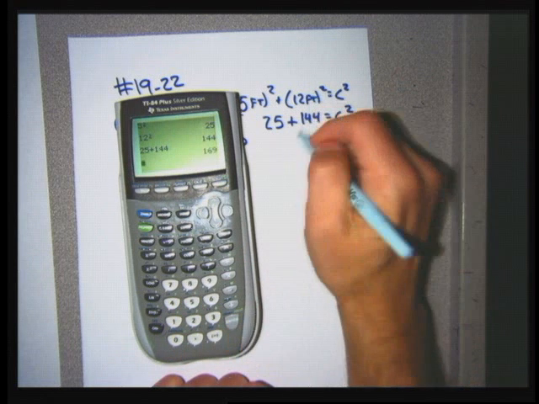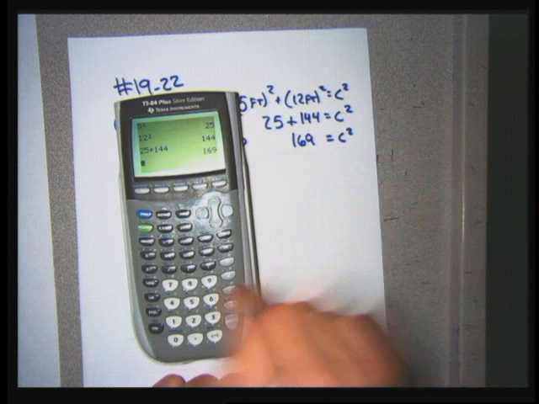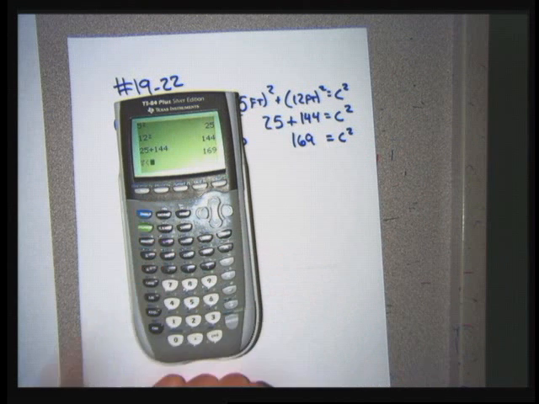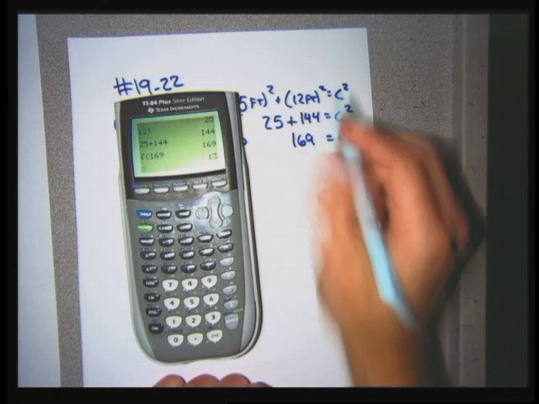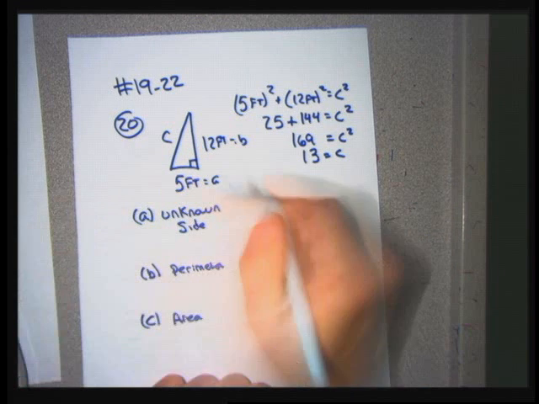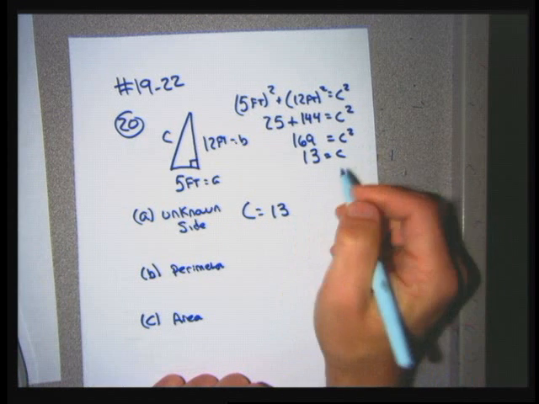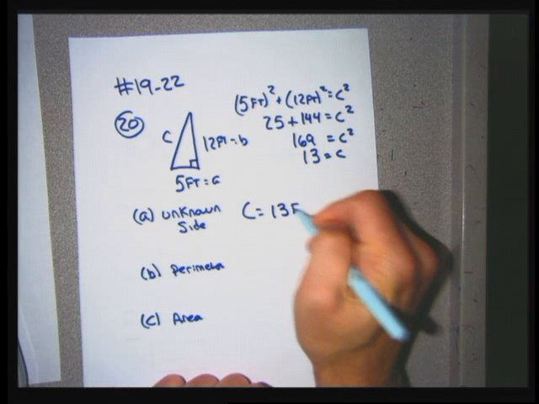And that gives me 169 is c squared. I'm just going to take the square root of that. So I'll go second square root 169, and that's going to give me 13. That is what c is. So the missing side in this is c is 13. Because the other sides have units of feet, this side is also going to have a unit of feet.